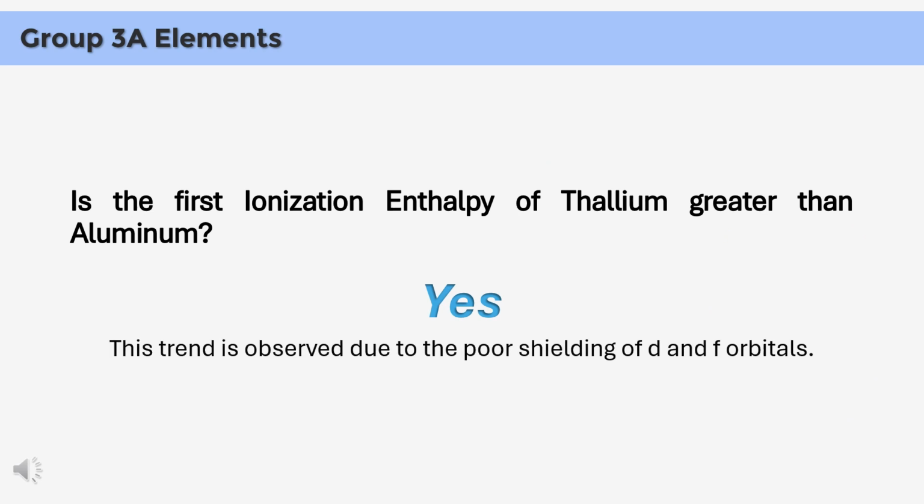For the sample question, is the first ionization enthalpy of thallium greater than aluminum? The answer is yes, as this trend is observed due to poor shielding of d and f orbitals. Gallium is smaller than aluminum due to poor d shielding, therefore the first ionization enthalpy of aluminum is less than the first ionization enthalpy of gallium. Similarly, thallium has intervening f orbitals, which are very poor at shielding, thereby increasing the first ionization enthalpy of thallium.